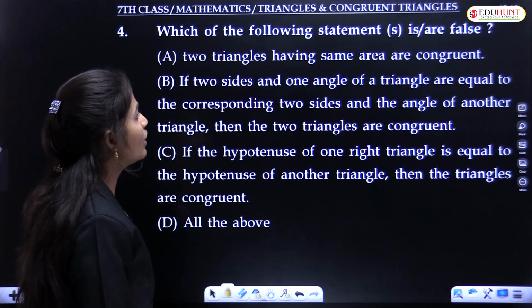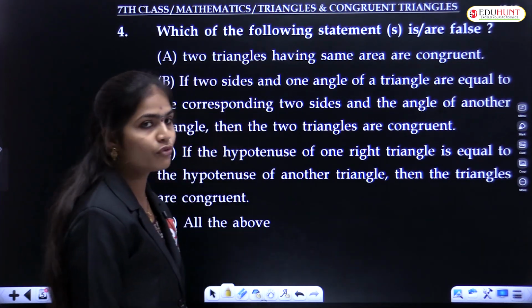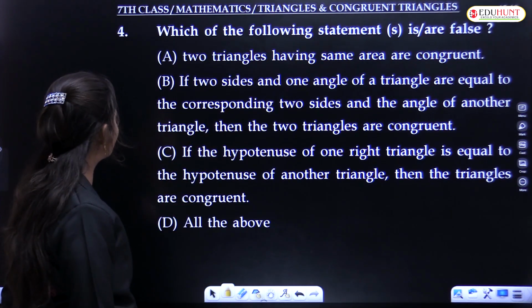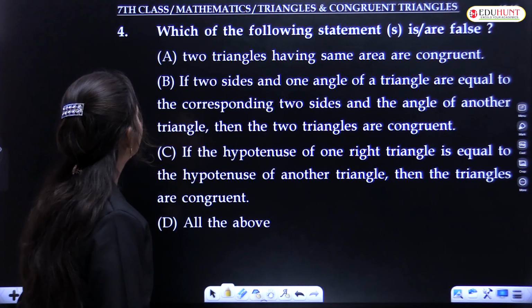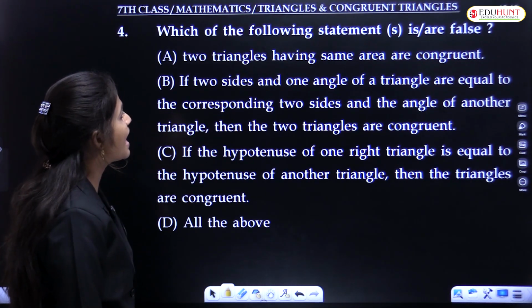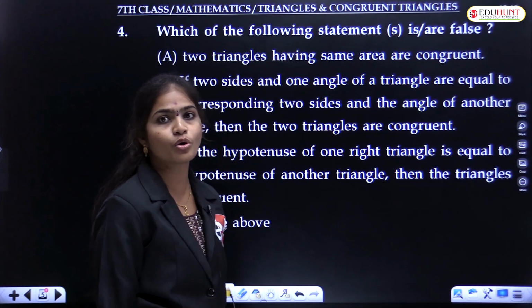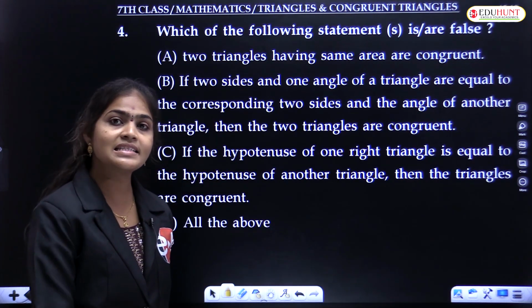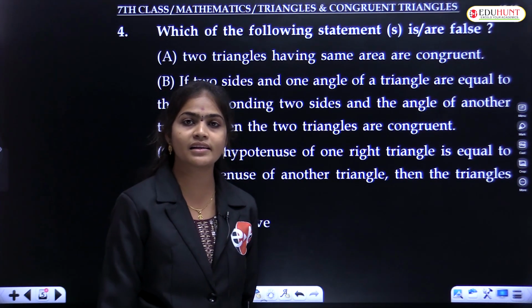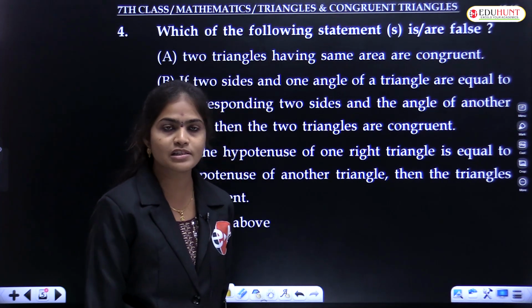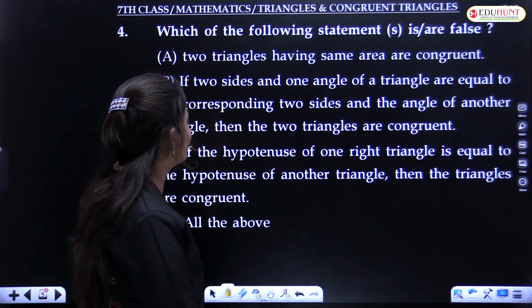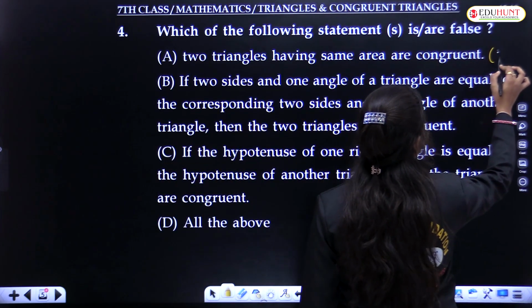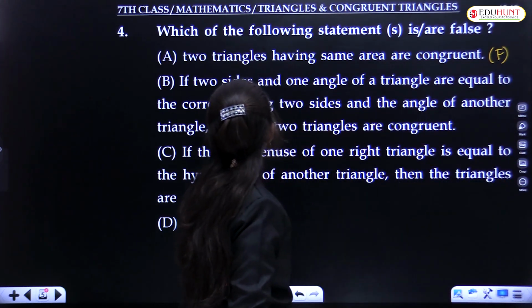Which of the following statements is or are false? Two triangles having the same area are congruent. Two triangles having the same area can still differ in their perimeter, so that is false only, no? So this is a false statement.